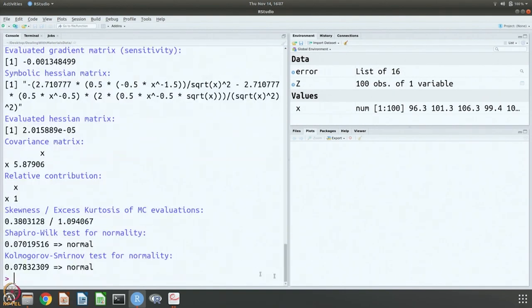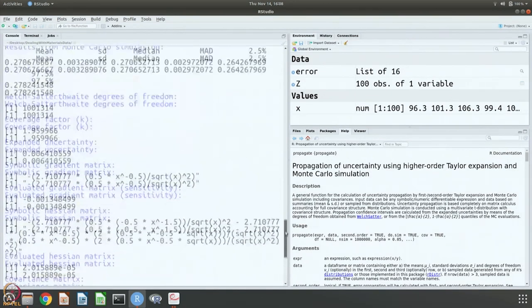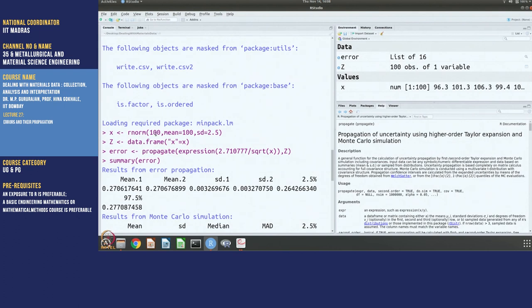So what is this propagate? You can use the help. Okay. You can see that this is what we use for error propagation. You have to give the expression, and it is clear what the expression is. You also have to give some data, and that is what we generated here, right. We used a normal distribution, 100 numbers with mean 100 and standard deviation 2.5, because those are the parameters that we assumed. So you have to generate data of that type.